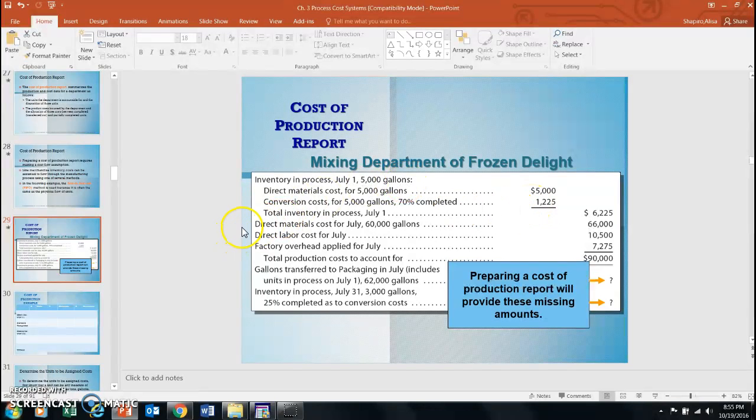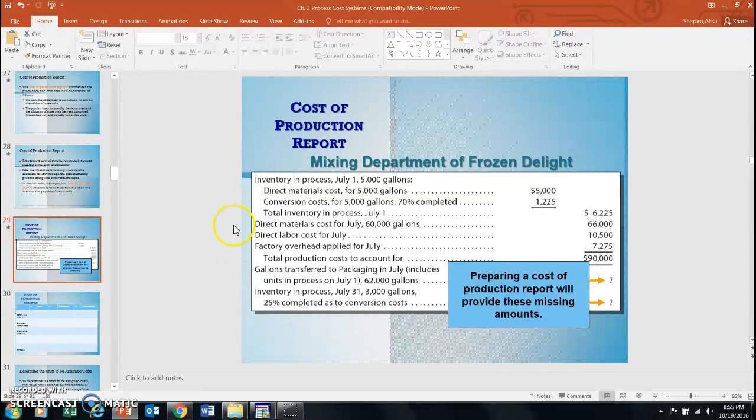All right, they also tell us that during July, starting from scratch, we added brand new 60,000 gallons that we started to mix. All right, we paid $66,000 in direct materials. Our direct labor was $10,500, and our overhead was $7,275.